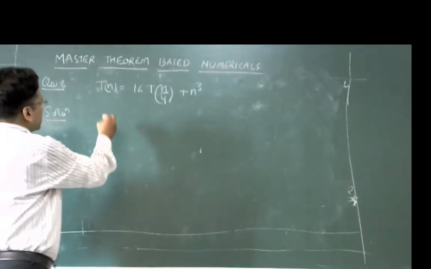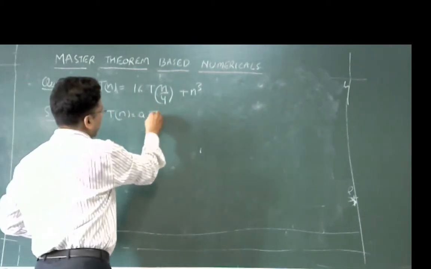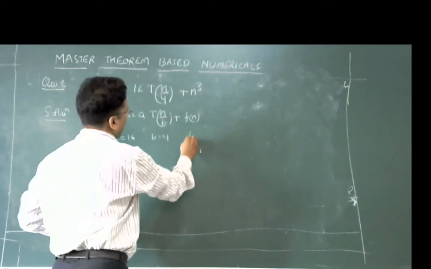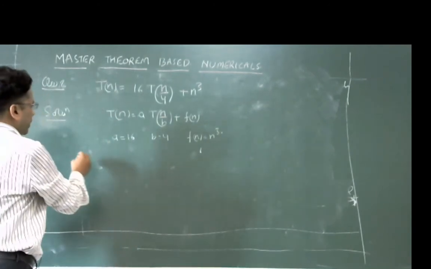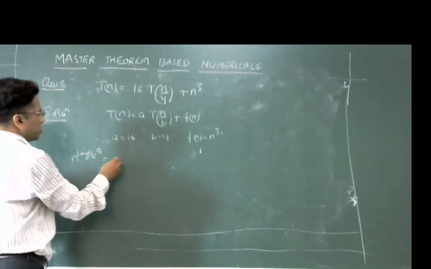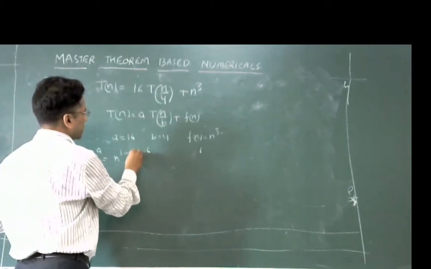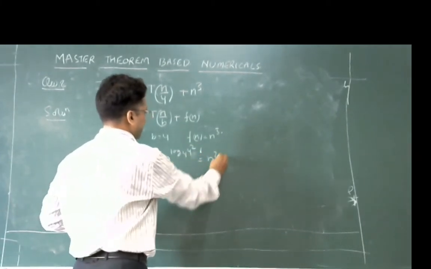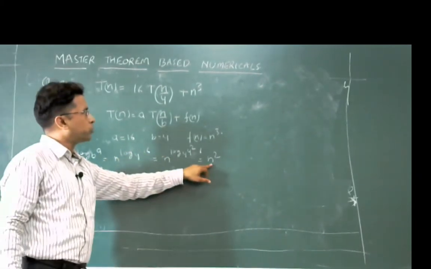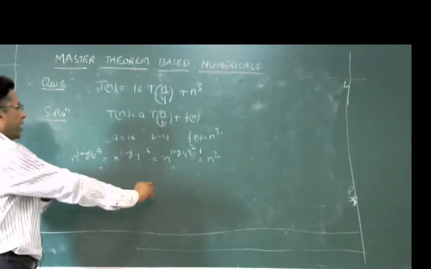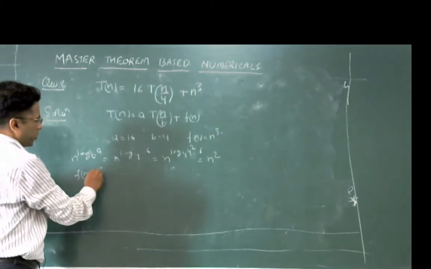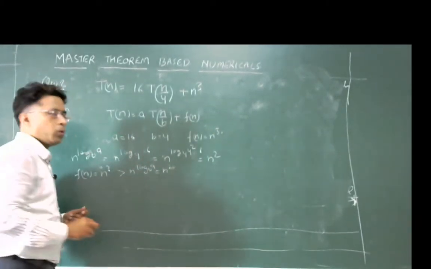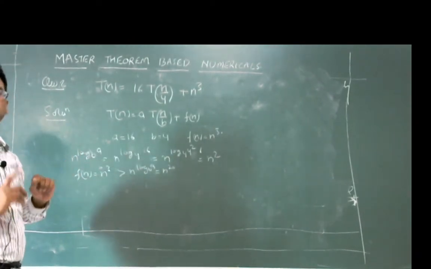The example I am taking is the Master's theorem standard form, T(n) equals a T(n/b) plus f(n). Here a is equal to 16, b is equal to 4, and f(n) is equal to n cube. Taking n raised to the power log a base b, that is n raised to the power log 16 base 4, which equals n raised to the power 2, that is n square. Definitely n raised to the power log a base b is equal to n square and f(n) is equal to n cube. So f(n) is greater than n raised to the power log a base b, which is n square. So it looks like it should go into case 3.